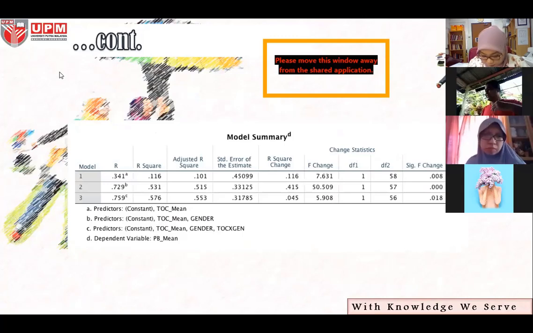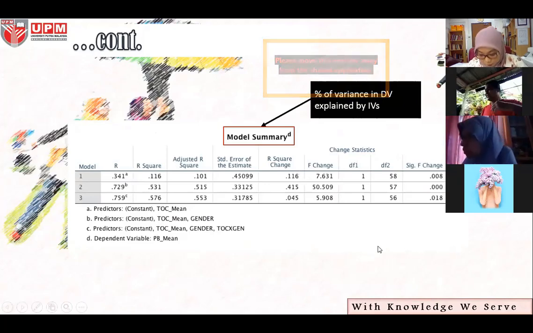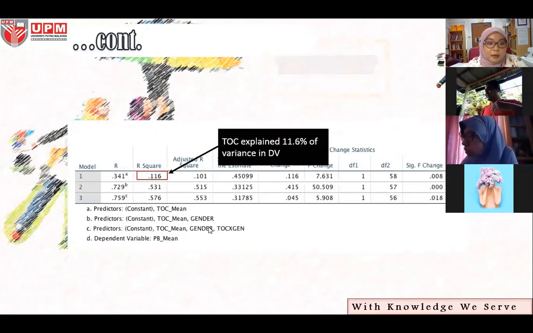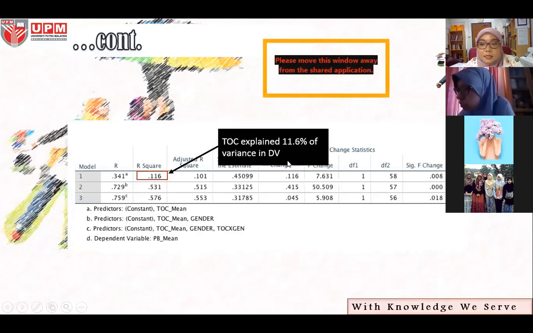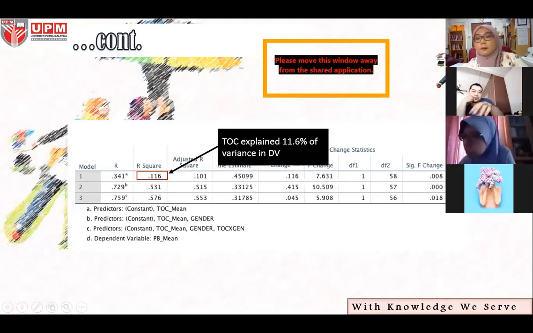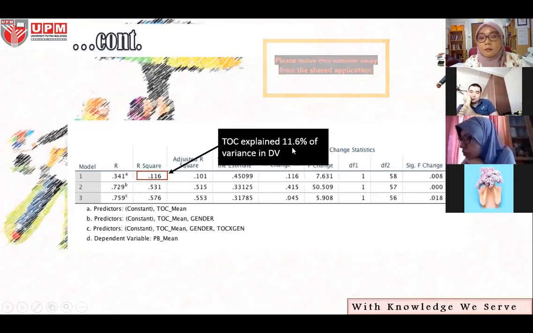The second table indicates first the model summary, in which this table represents the percentage of variance in DV explained by IVs. The first R-square value indicates that the task-oriented coping explains 11.6% of variance in the DV, philanthropic behavior. We check this one. By the way, the values are similar, right? Yes, the same. So when we enter the first variable, task-oriented coping, it explains 11.6% of variance in DV.